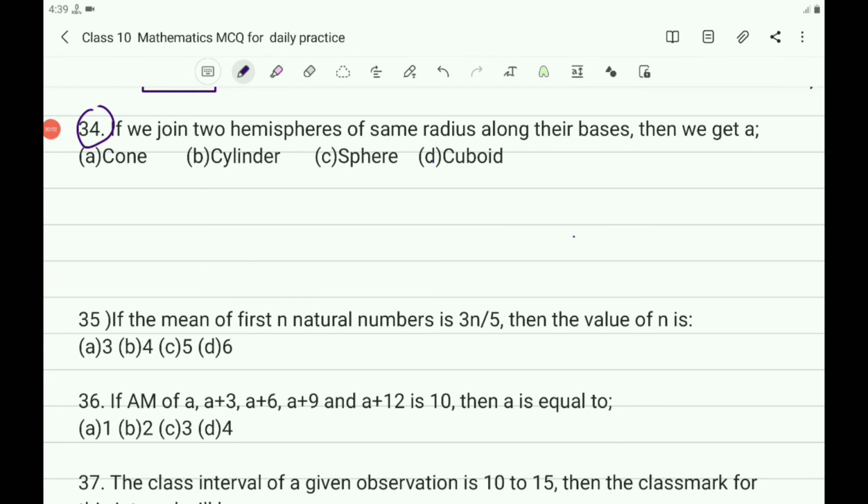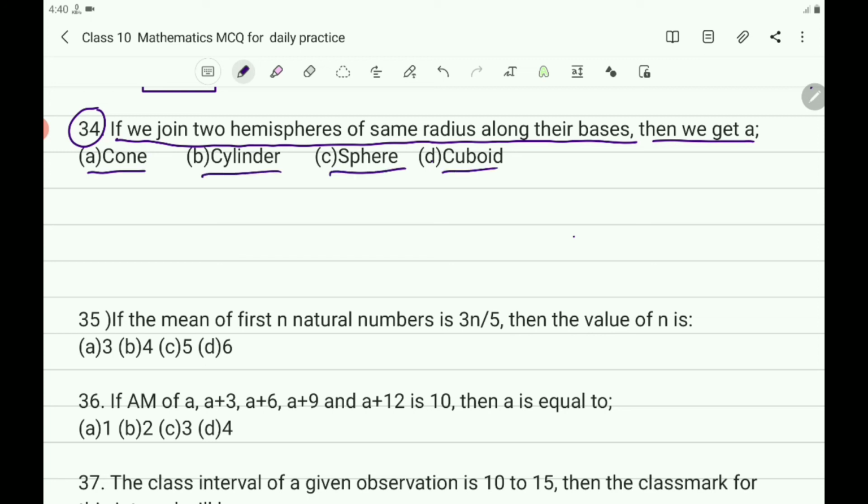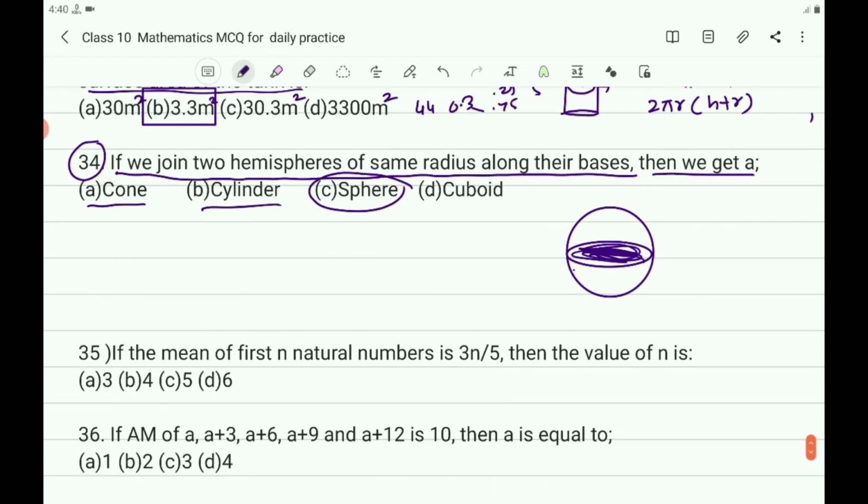Then take question number 34. If we join two hemispheres of the same radius along their bases, then we get: the options are a cone, cylinder, sphere and cuboid. Know that when two hemispheres of the same radius are joined along their bases, you will get a sphere. A sphere can be divided into two hemispheres, and this becomes the base of both the hemispheres. Again if they are joined, you will get a sphere because hemispheres are the halves of a sphere.